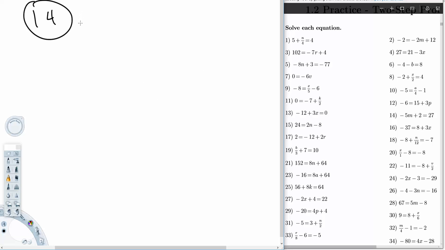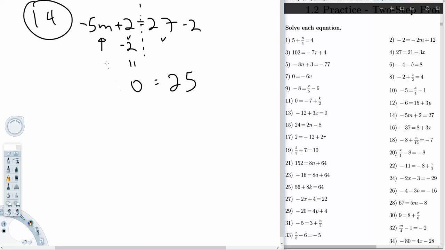14 minus 5m plus 2 equals 27. Okay, so we don't know what minus 5m is. We know what this is, and we know what this is. We want to move all what we know to one side. One side being the equal sign. So this is a plus 2, so plus 2 minus 2, that equals 0. 27 minus 2, remember if we do something on one side, we have to do it to the other. That equals 25. And the negative 5m, we just bring it down.